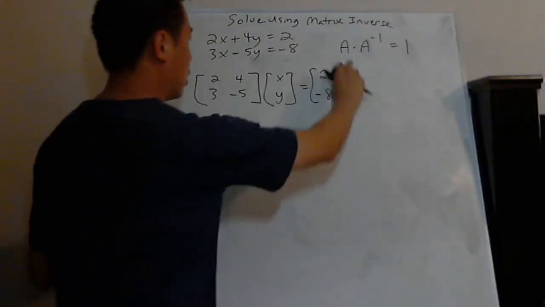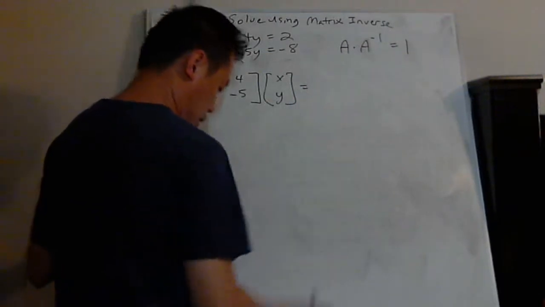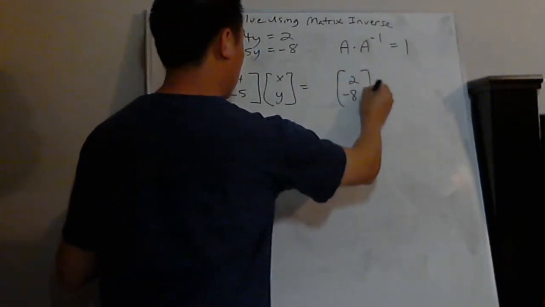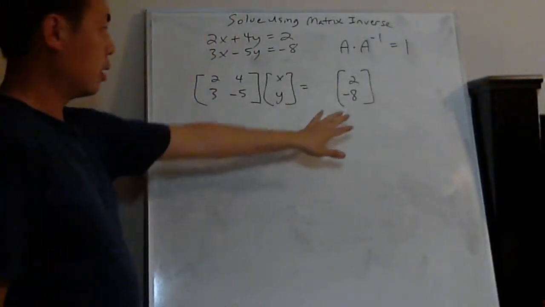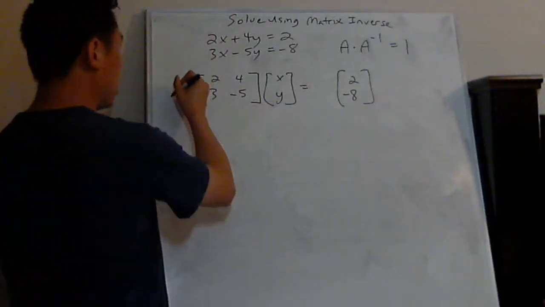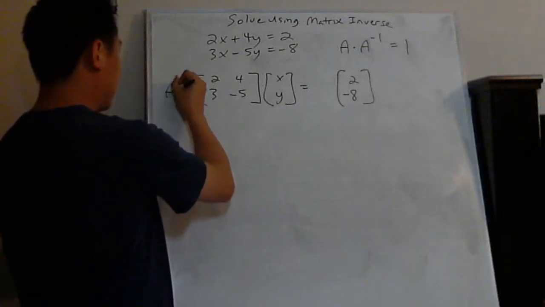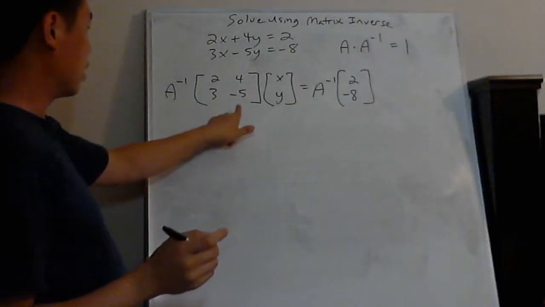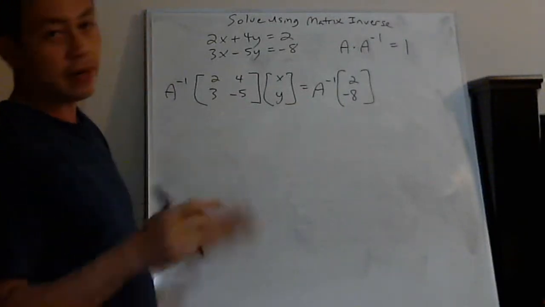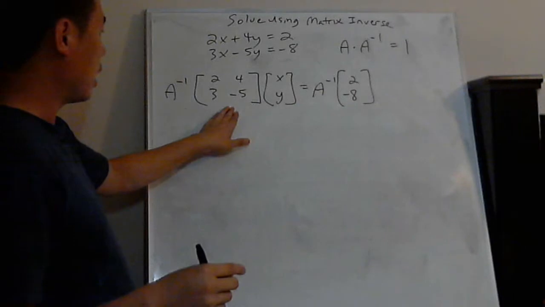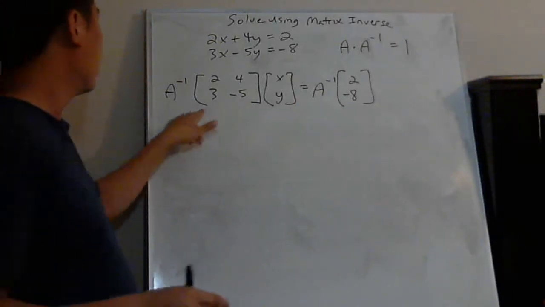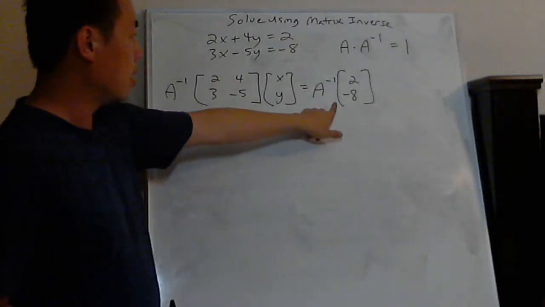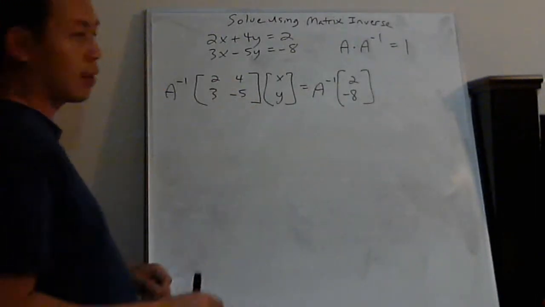I'm going to make some room here because I want to illustrate it easier. So I'm going to multiply the inverse on both sides, whatever that is. This is A, this is A. We're going to multiply by the inverse of A. This is matrix A. This will be 1, and then something times this, that's the answer.